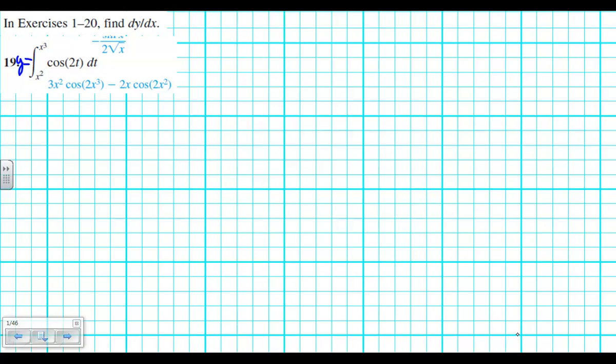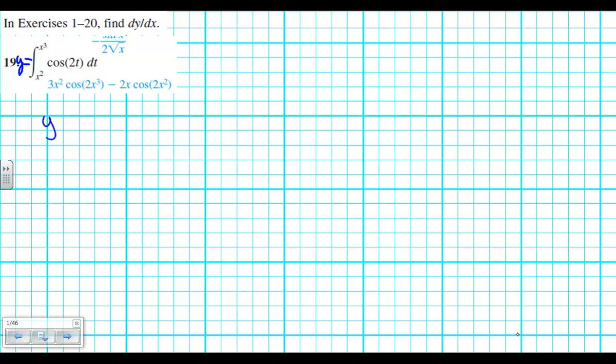So here's problem 19 from section 5.4. We look at this problem, and again, it looks like a fundamental theorem of calculus part 1 problem. And not only that, there's seemingly a missing thing here. There doesn't seem to be any constants in the limits of integration.